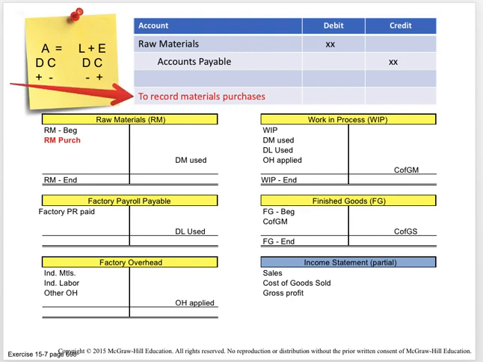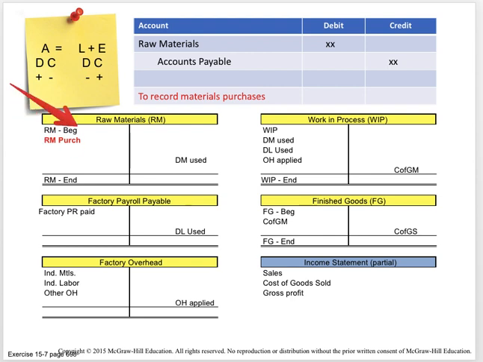But our first entry we're going to look at is the entry to record materials purchases, right? I know I'm going to make a product. I need to make sure that I have the materials I need, the ingredients to go into that product. So when I buy more materials, I am adding to my raw materials account. So that's why you see here raw materials purchased, and it's on the debit side because inventory is an asset, and the way that we increase an asset is with a debit.